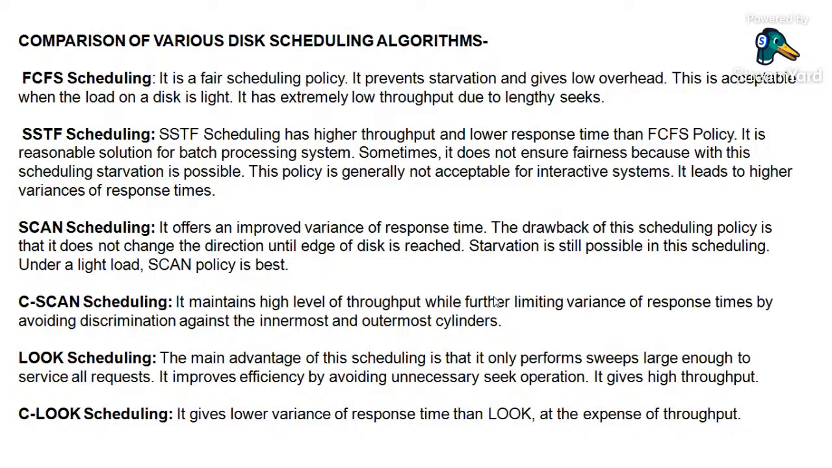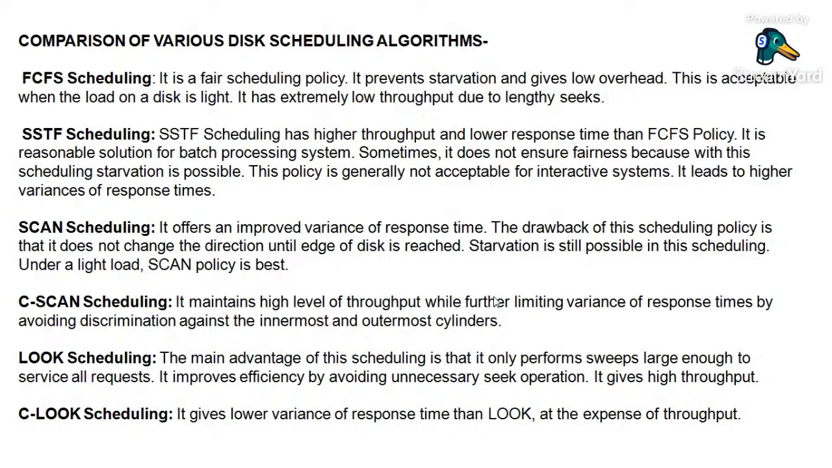Now the comparison tells us that first come first serve is a fair scheduling. Fair in what sense? It is not going to consider any priority. The request which comes first or enters first into the system is going to execute. It prevents starvation, because there is no concept of keeping any request on hold, and it gives lower overhead. Very important point, it gives low overhead. This is acceptable when the load on the disk is light. It has extremely low throughput due to lengthy seeks. Yes, we have seen that zigzag effect, and it is going to create extremely low throughput. Throughput here means efficiency.